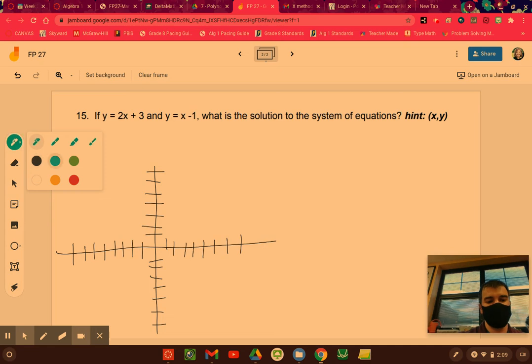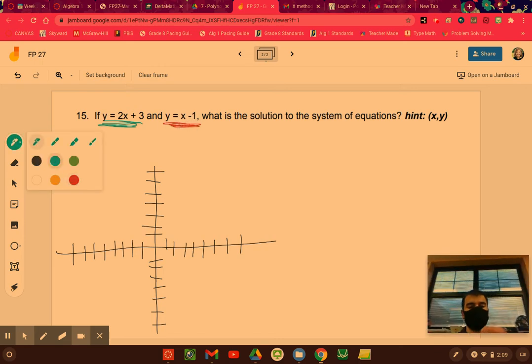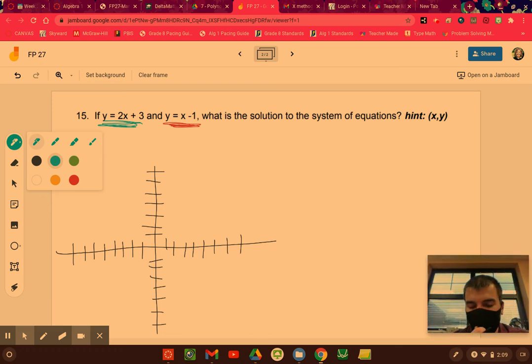And then I'm going to give both of these guys their own color. So let's do y equals 2x plus 3 first. Whenever we're graphing this, remember we always start with our y-intercept. Our y-intercept here is a positive 3, so that means we go up 3, and we can put a point right there.